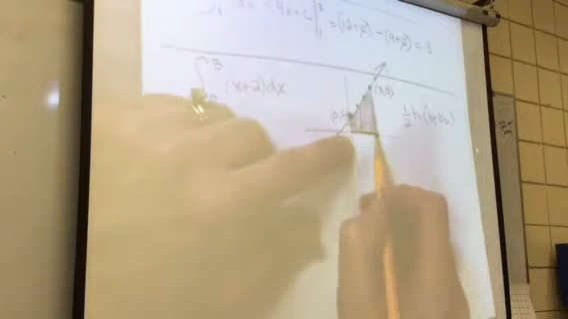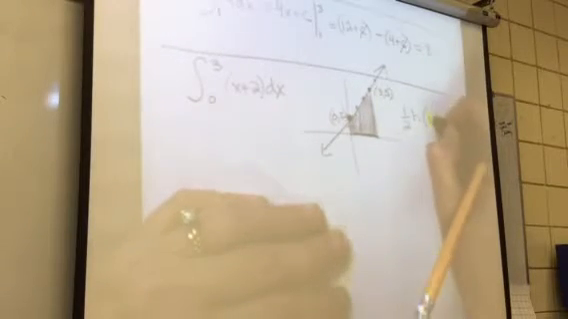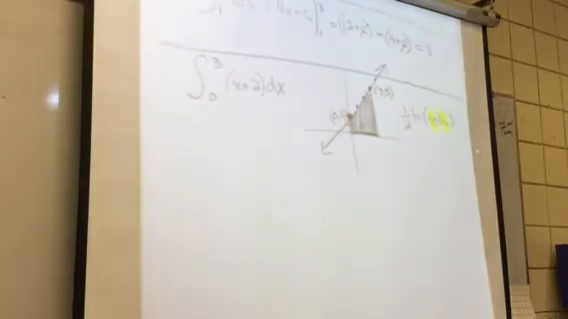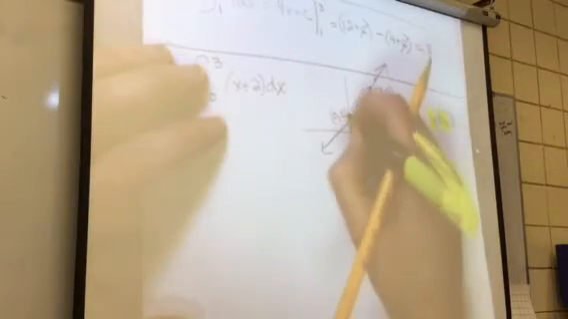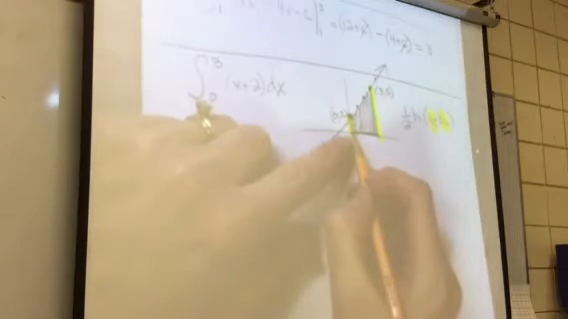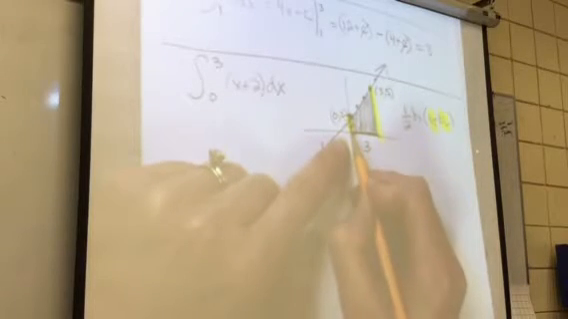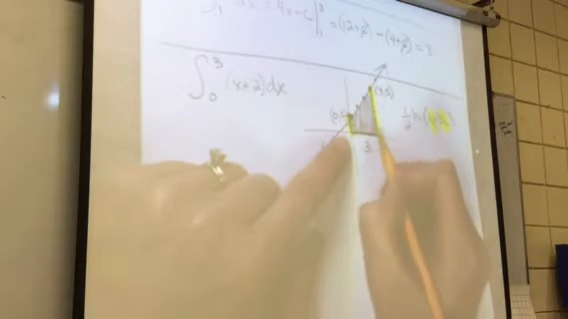Okay, let's review. Base 1 and base 2 have to be parallel to each other. This is elementary school math here. The bases are parallel to each other. The height is perpendicular to the bases. So what is the height value again? 3. What is base 1? 2. And base 2? 5.